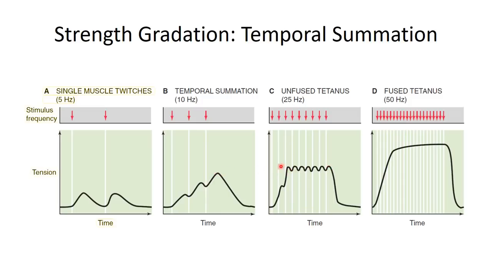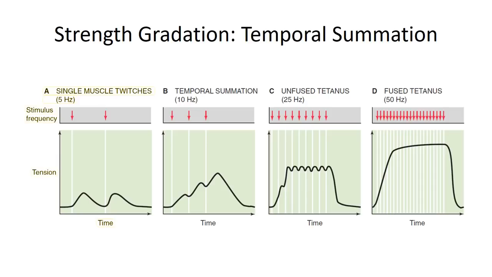a tetanus. In this third image, we see an unfused tetanus. This is because of fluctuations in force generation due to the slight relaxation that occurs between each stimulus. But if we were to introduce the stimuli so rapidly that the muscle does not have time to relax, we more or less have a smooth force line of maximal force generation. This concept is known as temporal summation, as it reflects the timing that the stimuli are given.